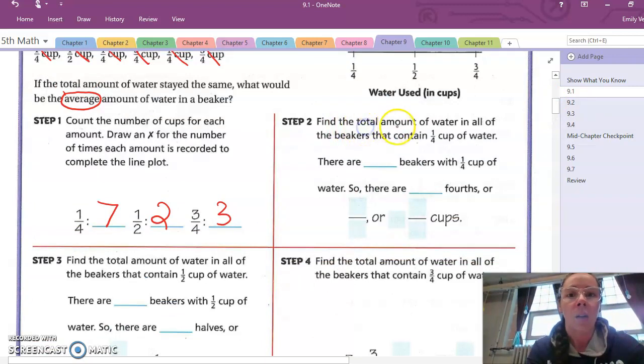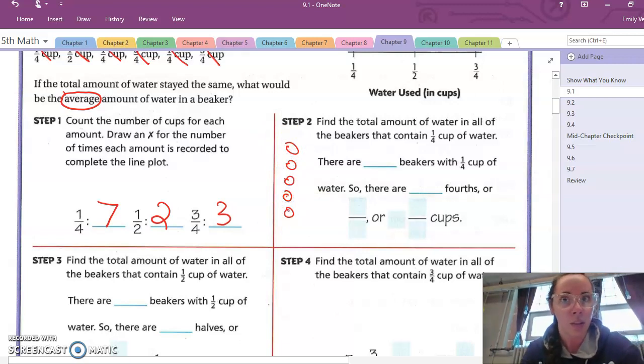Okay, step 2. Find the total amount of water in all of the beakers that contain 1/4 cup of water. So this would be like if I had a whole bunch of beakers here and they each had 1/4 in it. Instead of adding up 1/4 plus 1/4 plus 1/4 plus 1/4, it'd be a lot faster to do something else. What would it be faster to do? If you said multiply, then you're absolutely right.